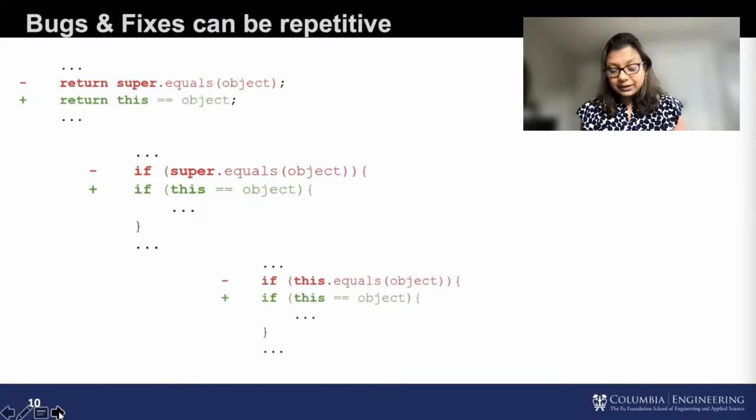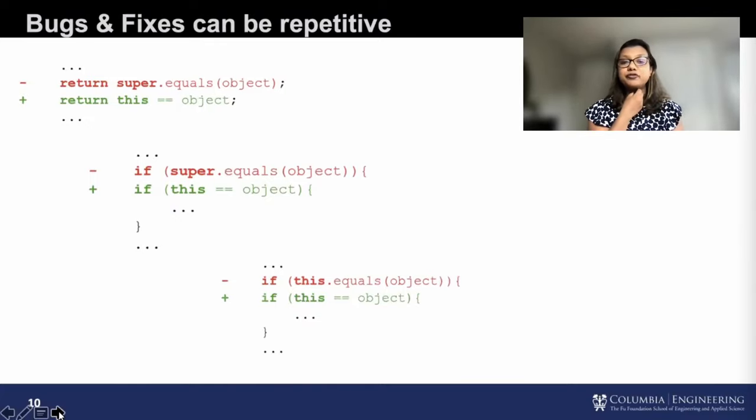So let's take a step back and see why even applying machine learning is possible in this scenario. It turns out software is very repetitive. The way developers write code in their day-to-day life is very repetitive. And not only that, the way they introduce bugs and fix the bugs is also very repetitive.